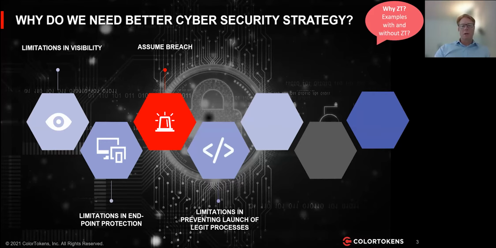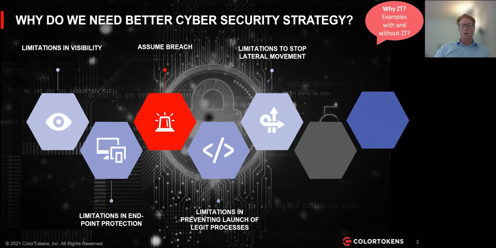Also, there are clear limitations in preventing the launch of code. Even with these more modern attacks, attackers are smart and creative. They're using very legitimate applications and code, but launched from malicious code. It can be difficult, and for many organizations there are limitations to prevent that code from running. And that's clearly a problem.